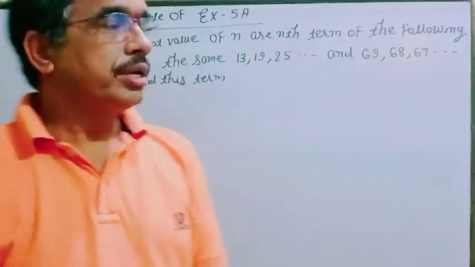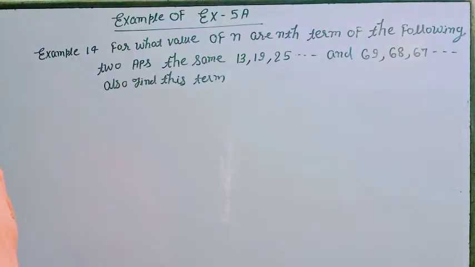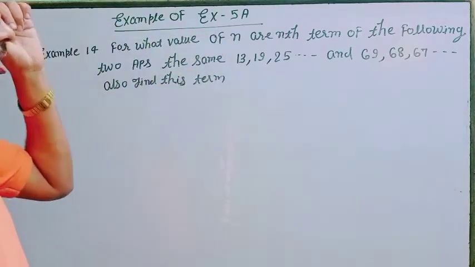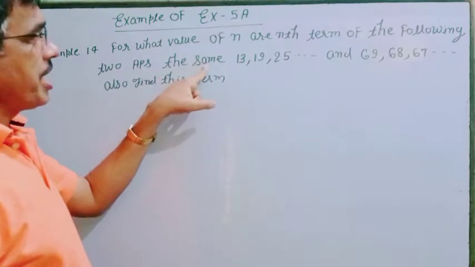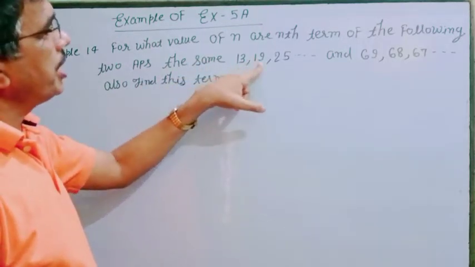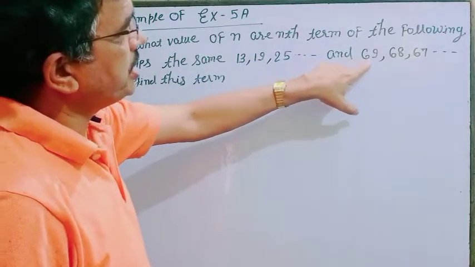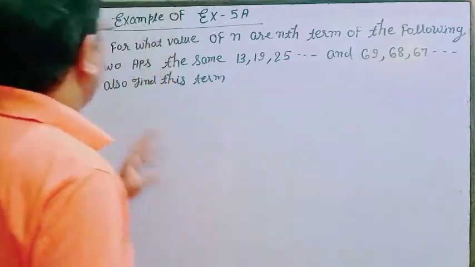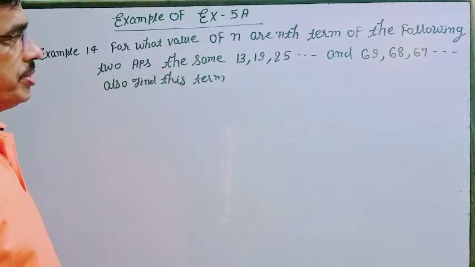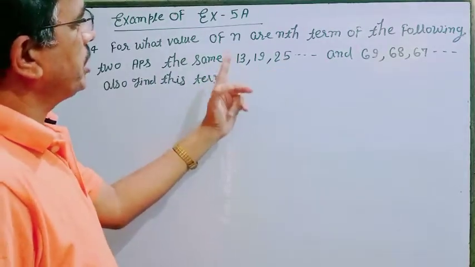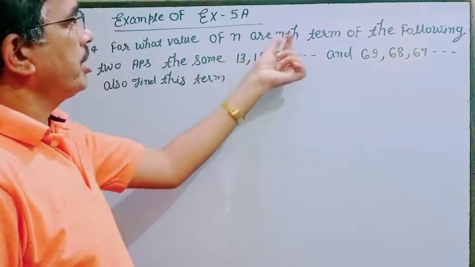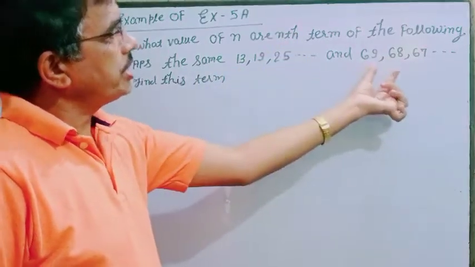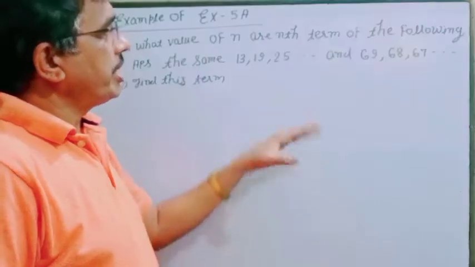Now see here, question number 14. For what value of n are the nth terms of the following two APs the same? The first AP is 13, 19, 25 and the second AP is 69, 68, 67, and also find this term. The first is the increasing form, and this is the decreasing form. At what n is the nth term of this AP and the nth term of this AP equal, and then find the term.